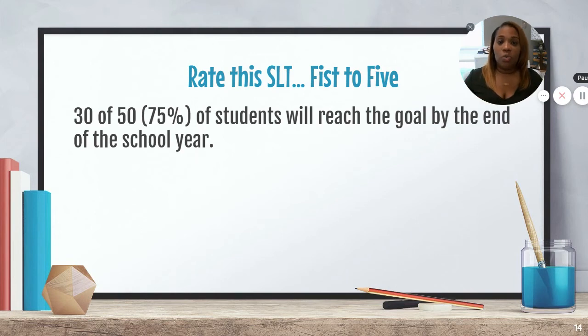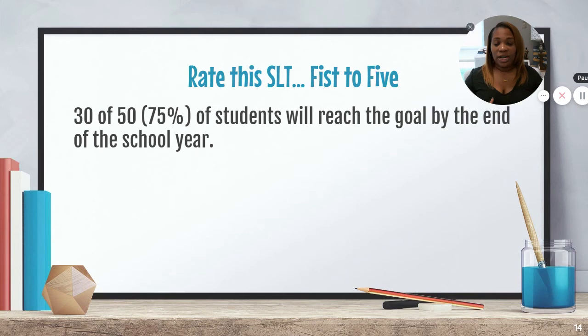What is your goal? What is your rationale? What are you using to assess these kids? What is the baseline behind this, the content that you're trying to get them to attain? So if I were to change this SLT, I would have written it: 30 out of 50 of my students will score a good or excellent on the English 2 EOC at the end of the 2020-2021 school year.